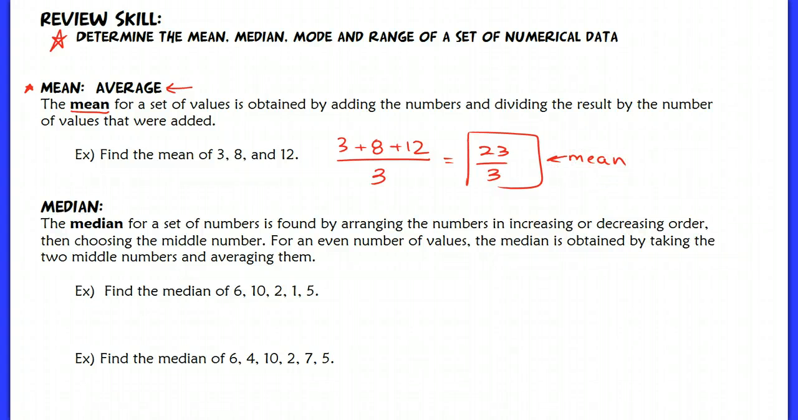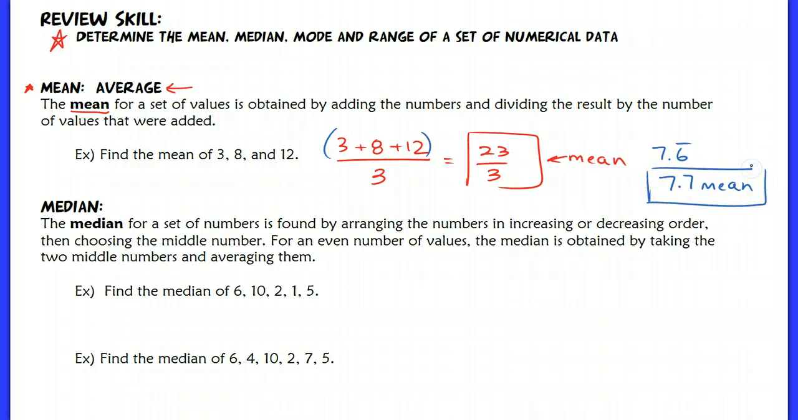Remember, if you plug this into your calculator, make sure that you put parentheses around the numerator before you hit enter and divide by 3. So if we stick that in our calculator, we should get 7.6 repeating, or 7.7 as the mean or average of those 3 numbers.